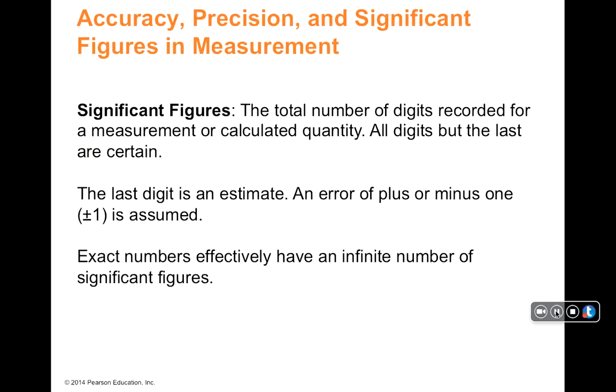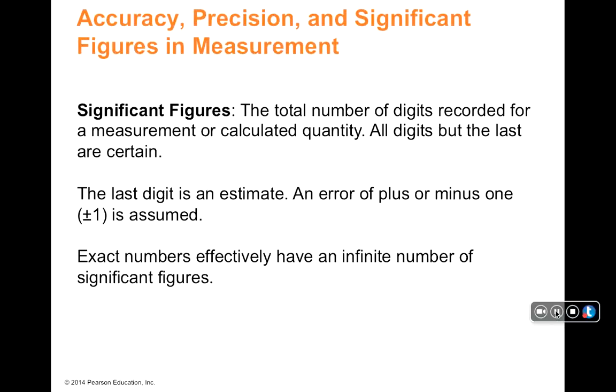So significant figures are the total number of digits that we record for a measurement or calculated quantity. All digits but the last are certain, meaning we know for certain that it is an accurate value. The last digit is an estimate. So when we measure something, we record the number of figures plus one last one that is an estimate. You'll see an example of that in a moment.